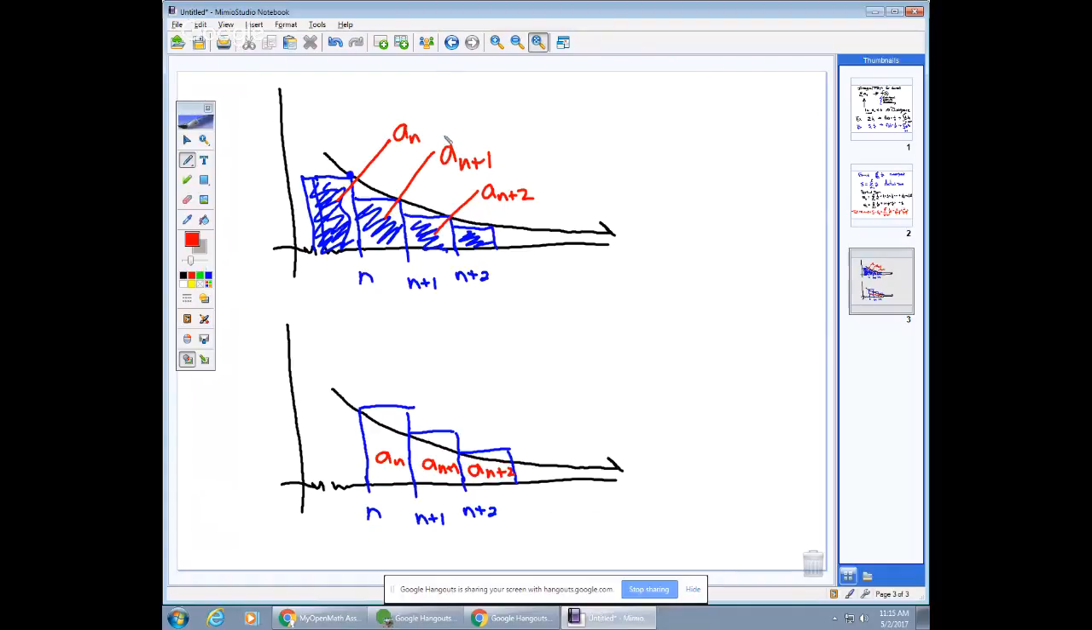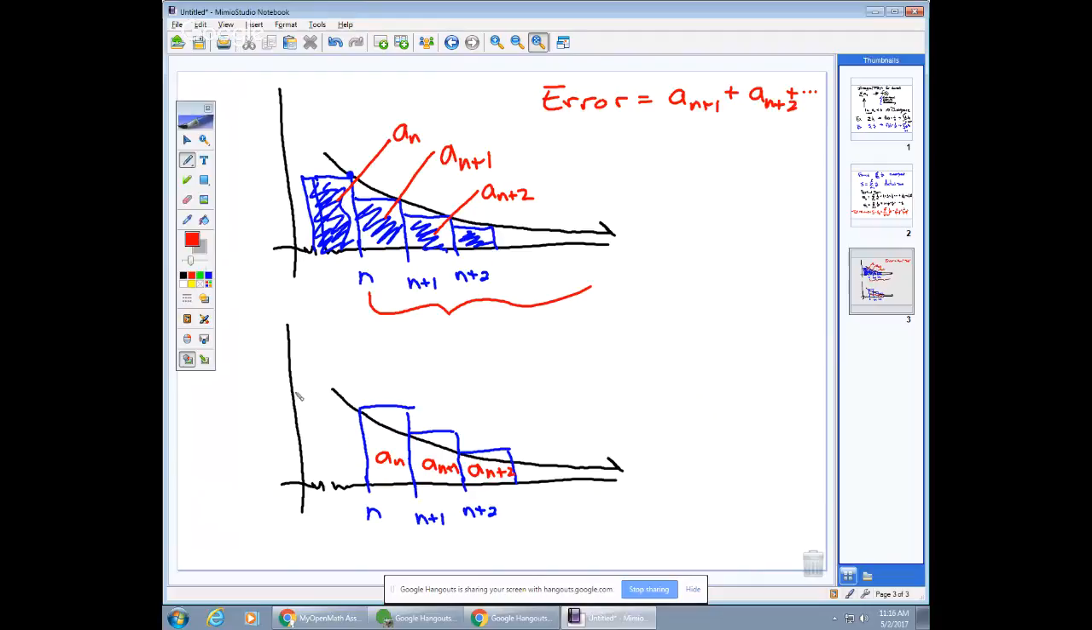And what I'm concerned about is my error. And how did I define the error before? Well, I said the error was the sum from n plus 1 on. So that would be a sub n plus 1 plus a sub n plus 2, keep going forever. Okay, so that's everything after my nth term. So that would be those rectangles right there, right? Because there's n plus 1, there's n plus 2, and so on.